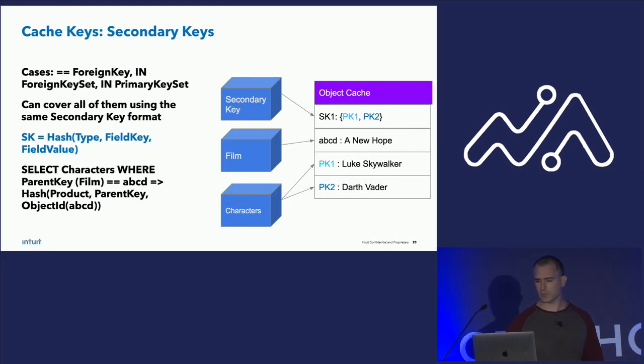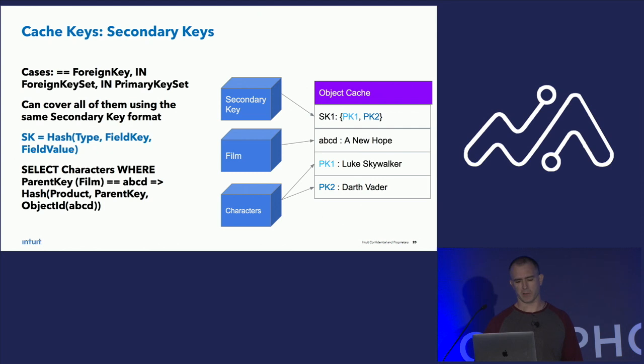Okay, so we're going to start our secondary keys. Just a review: primary keys are easy, set key value. Secondary keys are where the magic happens, because they allow us to essentially store trees in memory, right? So our cases are essentially equals, foreign key, in a foreign key set, in a primary key set, and we can cover them all using the same notation, the same secondary key function, right?